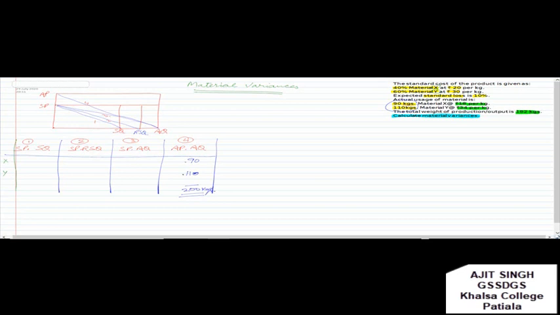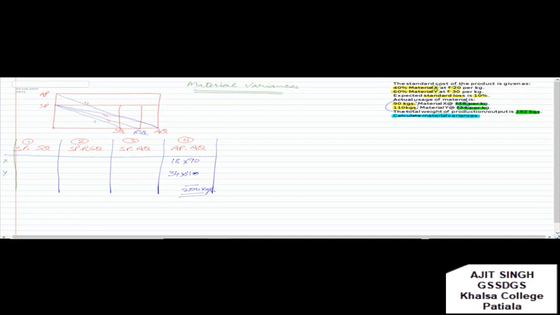Actual price is given to you in the problem. Actual price of material X is rupees 18. Actual price of material Y is 34. So 18 into 90, 34 into 110. This is to be calculated.